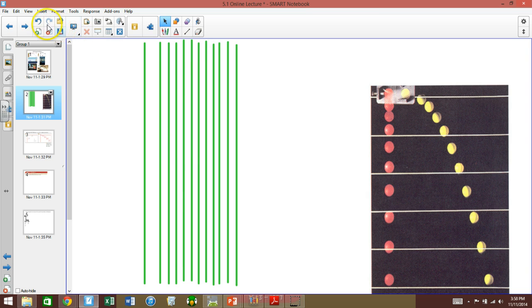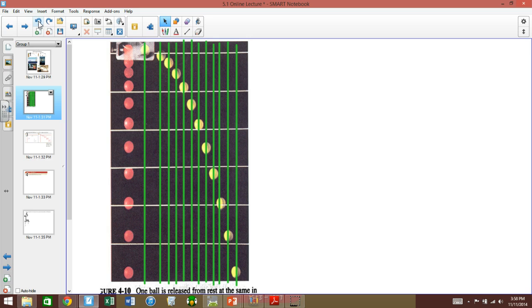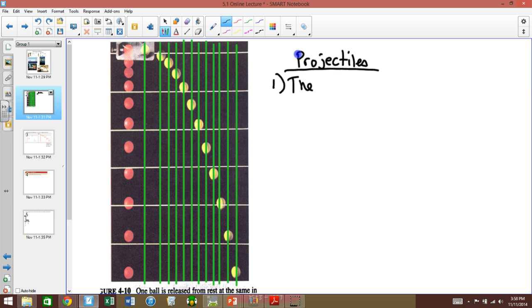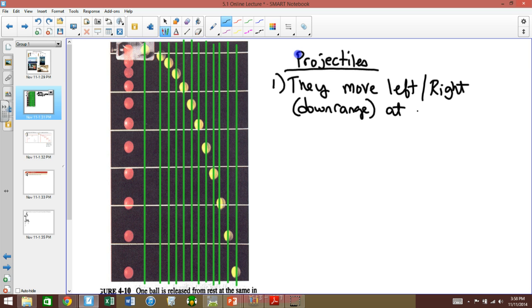And this tells us one very important fact. In fact, it's one of the most important facts about projectiles. Number one, they move left and right. Sometimes we call it downrange at a constant speed. It's very important. They move downrange at a constant speed.